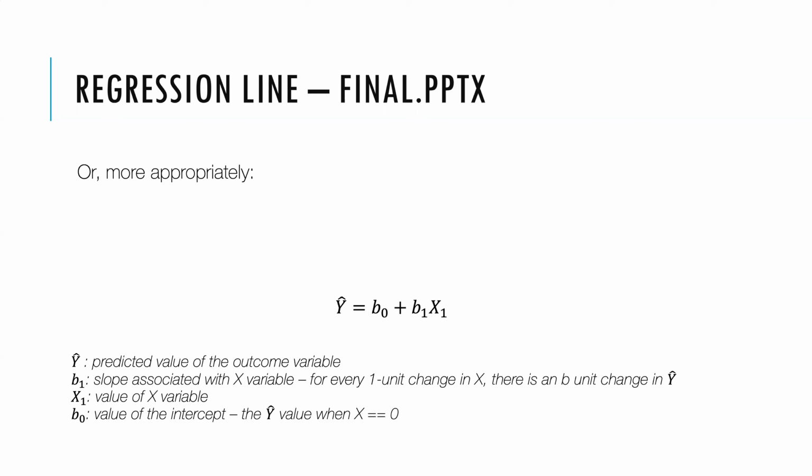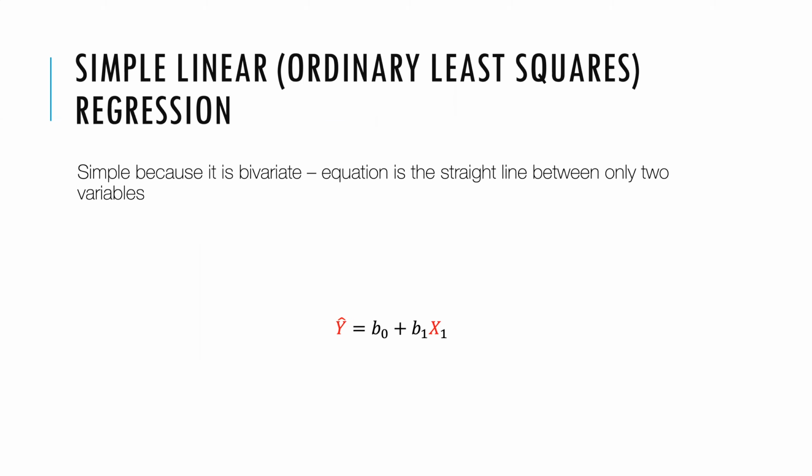B1 here is the slope associated with the X1 variable. For every 1 unit change in X, there's a B unit change in the predicted Y value. X1 is that first X variable. Looking at this equation, you'll notice we still only have one Y value and one X value. This would indicate a bivariate relationship here between two variables. We have XY coordinates, we have an intercept for that line, and a slope for that line associated with the X value. So this would be a bivariate regression line, also known as a simple linear regression.